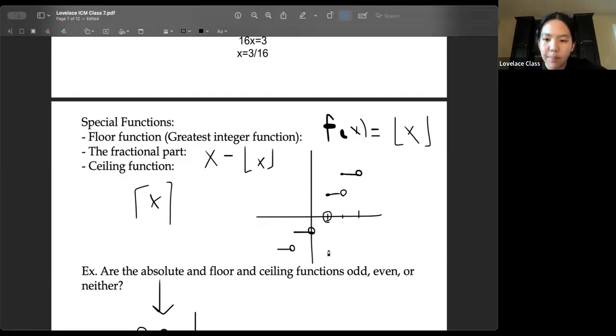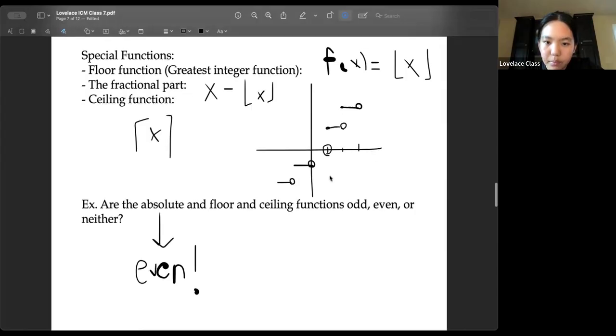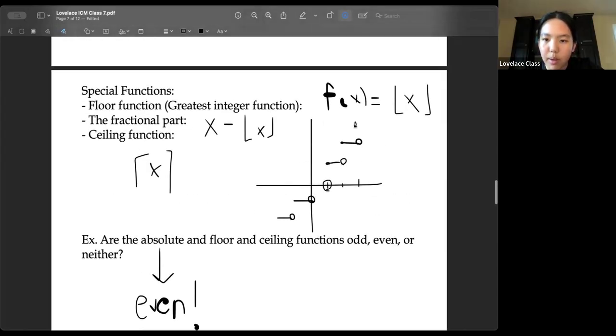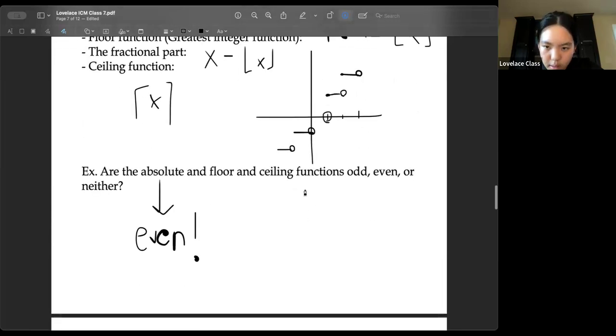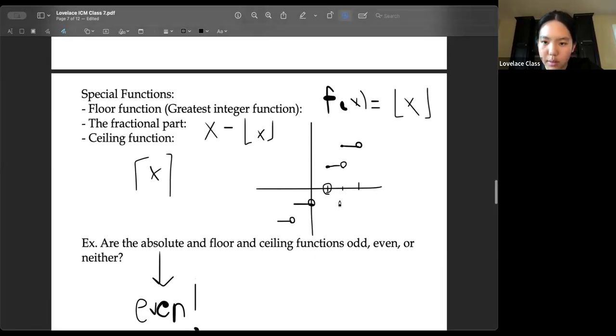An open circle means that at that specific x value, that is not a y value, even though before it kind of gives the trend like that, it just jumps up every time. So it's very clear that this is symmetric about neither the y-axis nor the origin, so it is not even or odd. And the same goes for the ceiling function. It looks very similar to this, just shifted up by 1. All right.